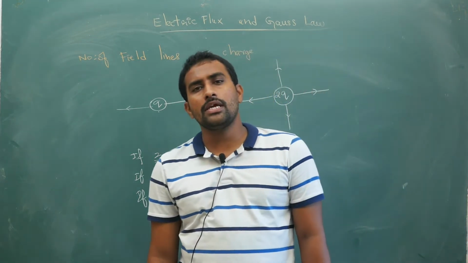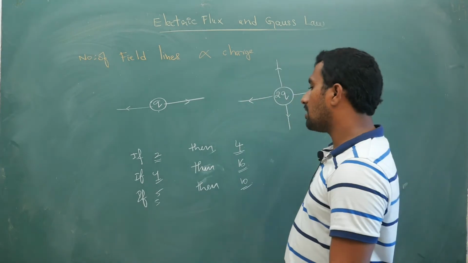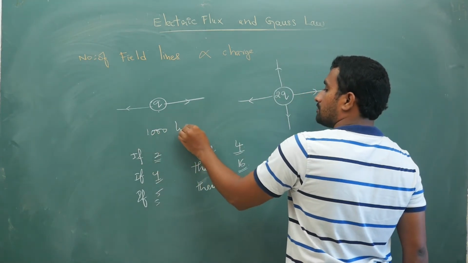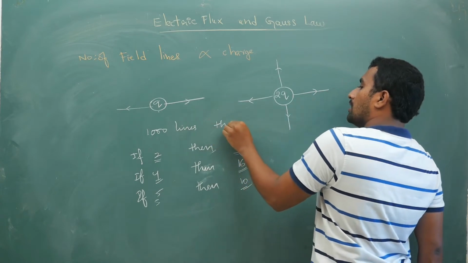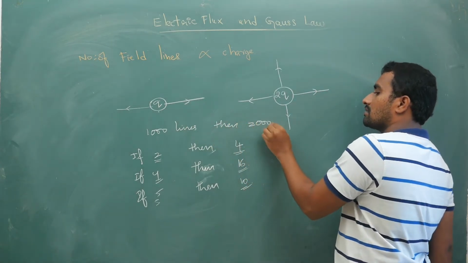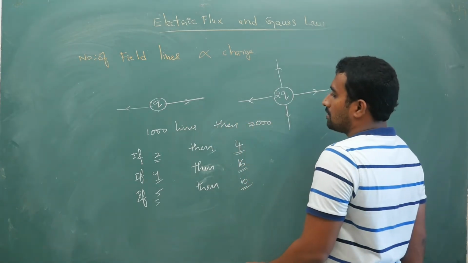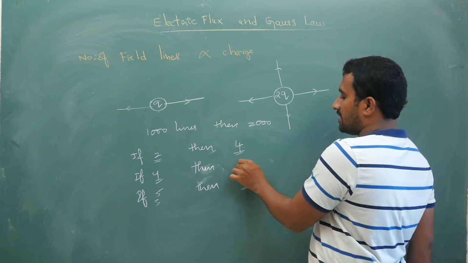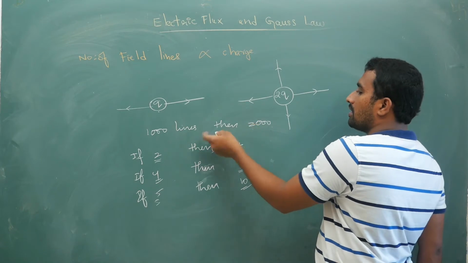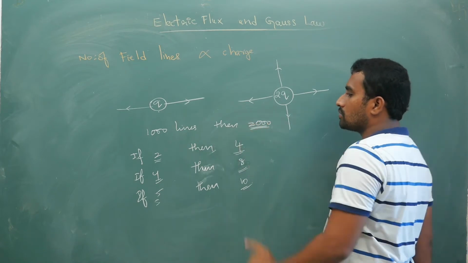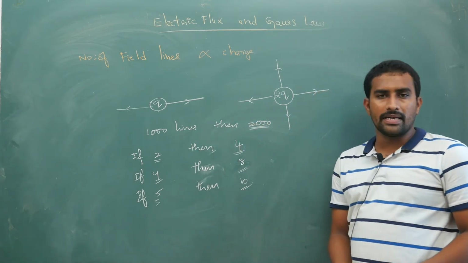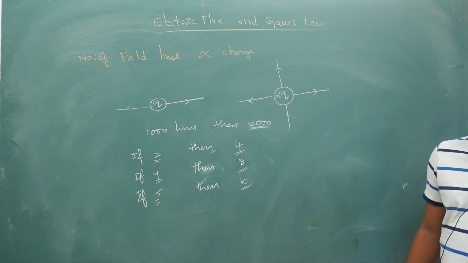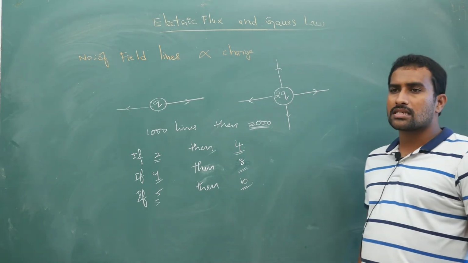How many you draw is completely your choice. If you are drawing 1000 lines here, then you have to draw 2000 here. Oh sorry, if 4 then it is 8. So if it is 1000 lines then it is 2000. It is completely proportionality logic here. Now why did I discuss this, I will tell you.